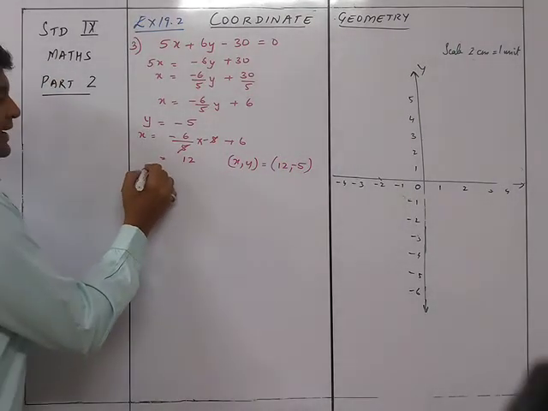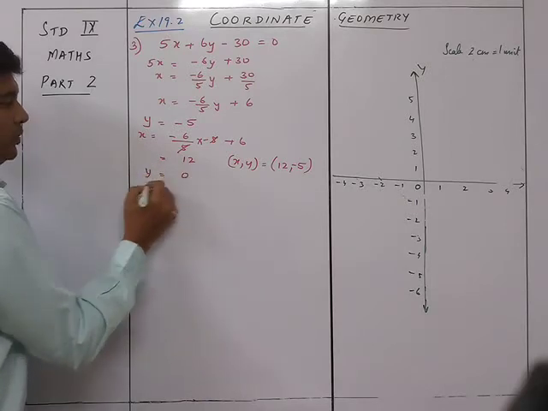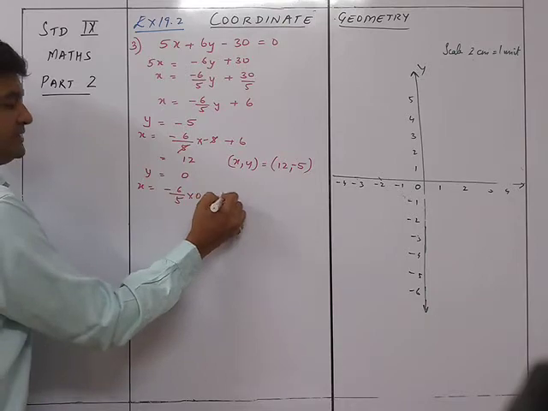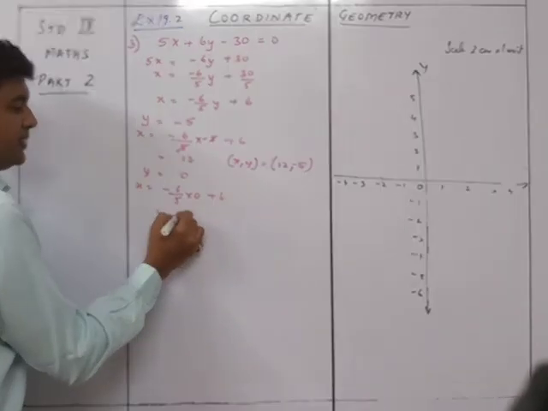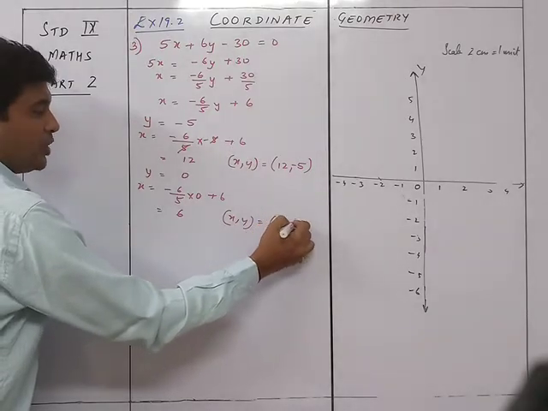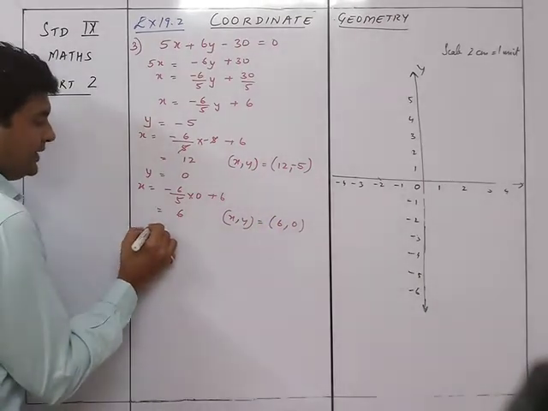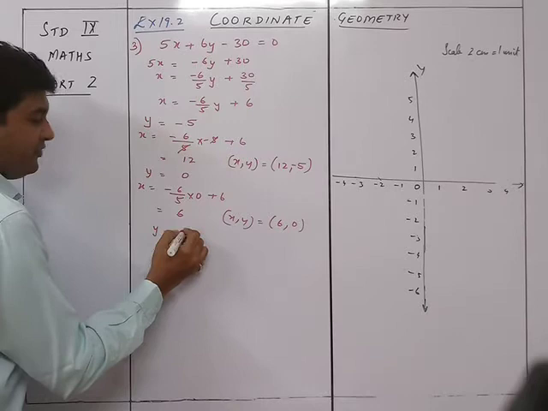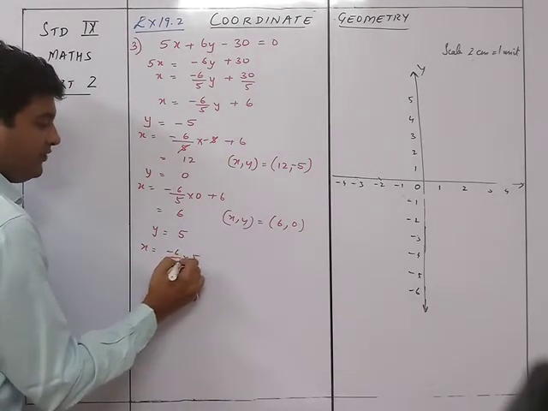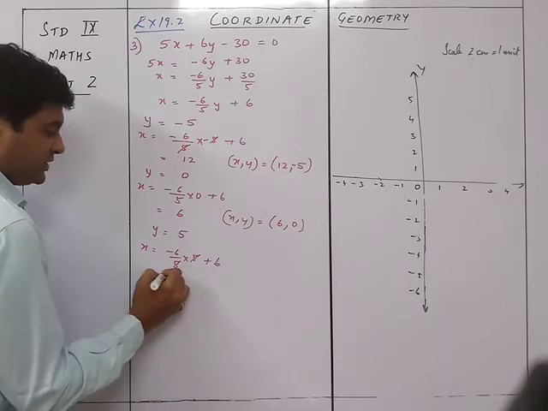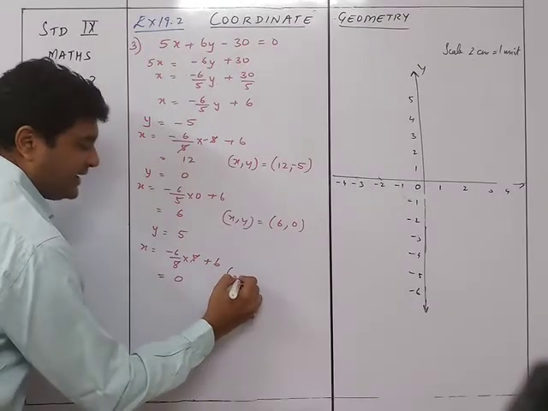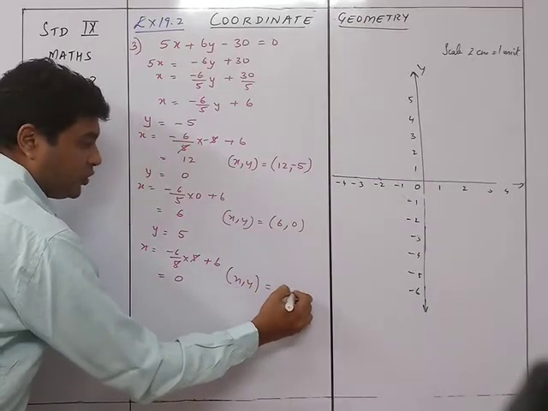We take the next one as y is equal to 0, then x is equal to minus 6 upon 5 into 0 plus 6. So this becomes 0, so it will be just 6. So x comma y will be equal to 6 comma 0. And the third one is y is equal to 5, then x is equal to minus 6 upon 5 into 5. So 5 gets cancelled plus 6, so that will give you 0. Okay, so you get x comma y will be equal to 0 comma 5.